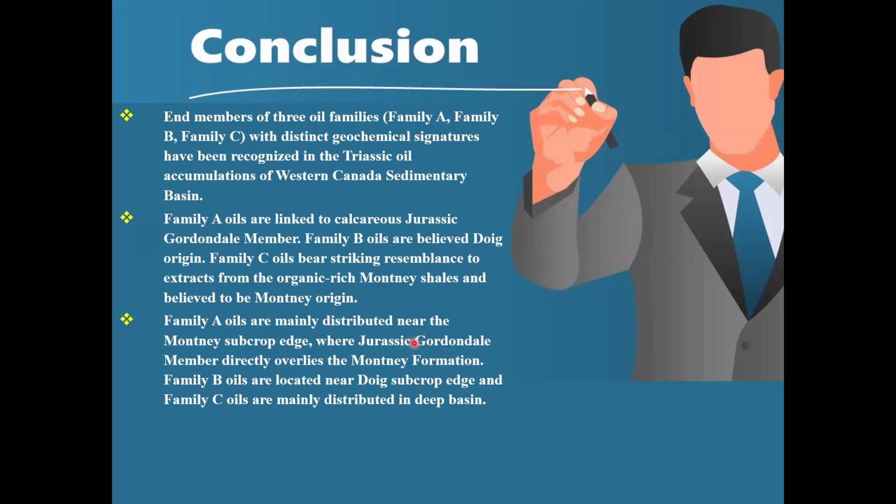In terms of spatial distribution, Family A oils are primarily found near the Montney subcrop edge where the Jurassic Gordondale member lies directly above the Montney Formation. Family B oils are located near the Doig Formation subcrop edge, consistent with updip migration patterns. Family C oils are predominantly distributed in the Deep Basin, coinciding with the depositional centers of high TOC Montney intervals.